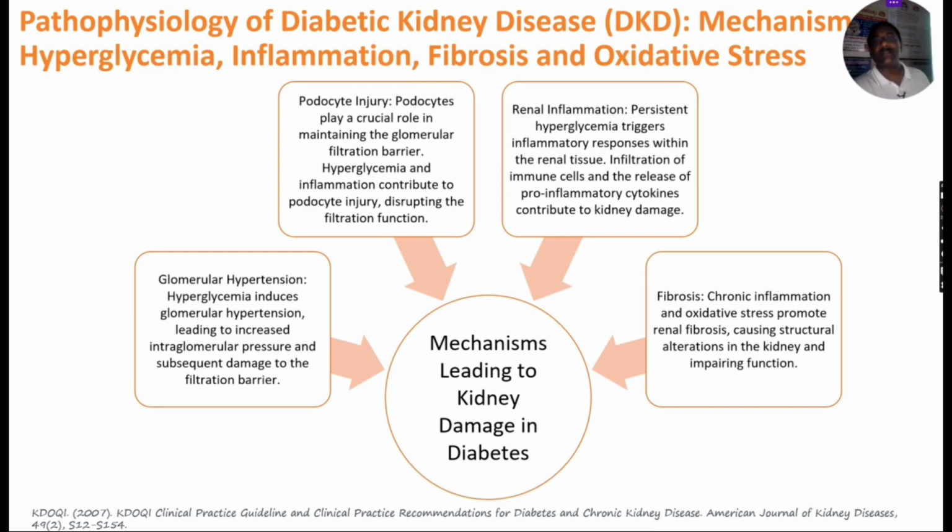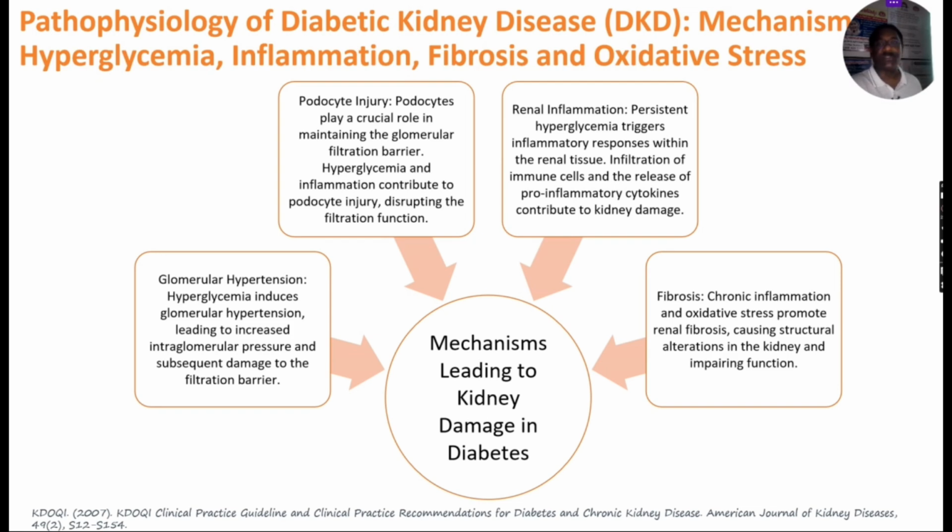Then renal inflammation: persistent hyperglycemia triggers inflammatory responses within the renal tissue. Infiltration of immune cells and the release of pro-inflammatory cytokines contribute to kidney damage. By this time, you all know the pro-inflammatory cytokines like interleukin-1, interleukin-6, interleukin-12 or tumor necrosis factor. The different pro-inflammatory markers or cytokines increase in number in a big way. Finally they damage the glomerulus and cause renal inflammation.